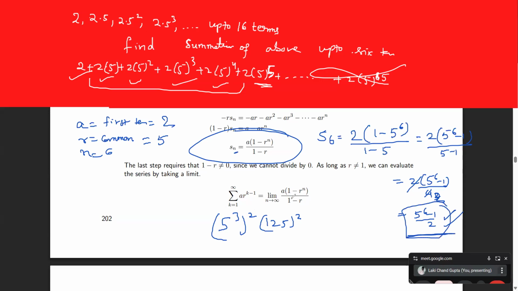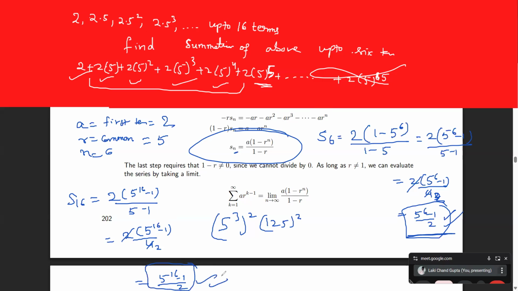Understood? If I ask up to 16 terms, then put 5 raised to 16 minus 1 upon 5 minus 1. So your answer will be that upon 2. This is your answer. Okay. This is the direct formula. You have to remember.